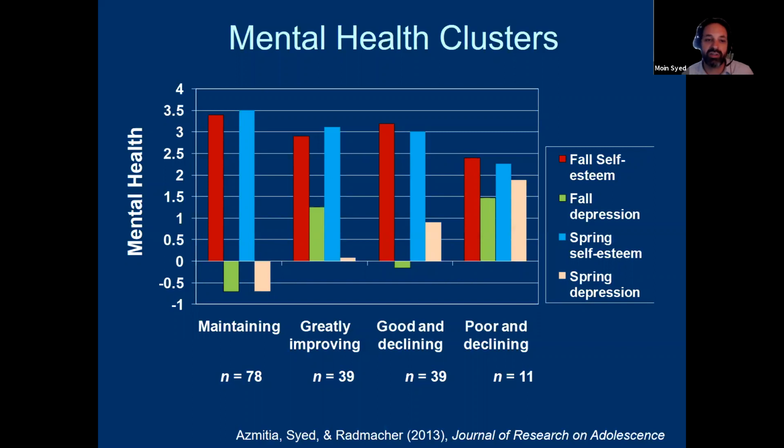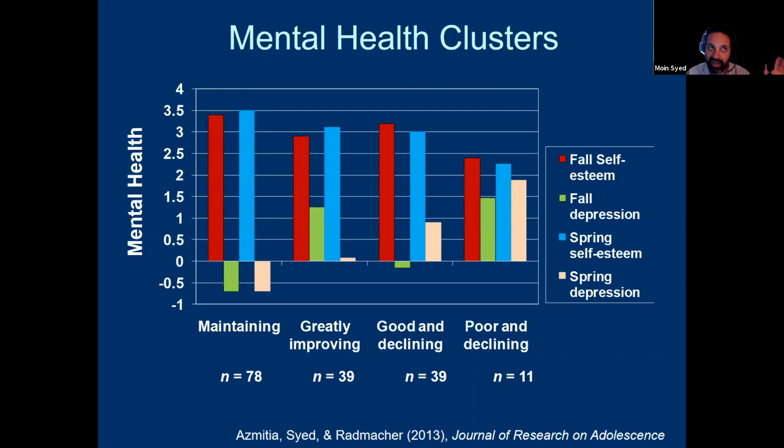So in this project, we were looking at how students transitioned across the first year of university with respect to their mental health, measured by their self-esteem and depressive symptoms. And so we did some cluster analysis here based on the change to see in what way people changed over time in their mental health, and found these four groups. This one group we called maintaining. So they were doing well and they stayed that way the whole time. Greatly improving, so those who started off low, but then over time were doing better. Good and declining, which is the opposite, those who started off good, but then got worse over time. And then finally, poor and declining, those who were not doing well from the beginning and got even worse.